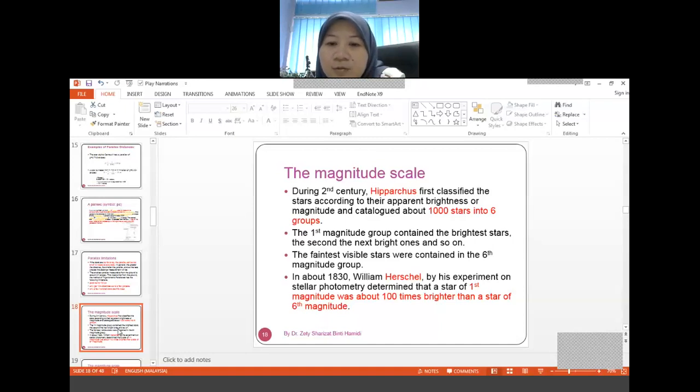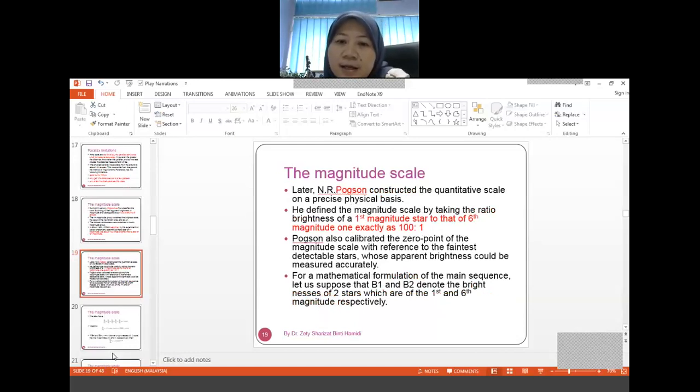Then in 1830, William Herschel started his experiments in photometry by determining that the first magnitude is 100 times brighter than stars of the sixth magnitude. From there, Pogson was the person who constructed the quantitative scale on a precise physical basis. He defined the magnitude scale by setting the ratio of first magnitude stars to sixth magnitude stars at 100 to 1. Pogson also calibrated the zero point of the magnitude scale with reference to the faintest detectable stars, and based on that, he put the brightnesses as B1, B2, until B6, respectively.